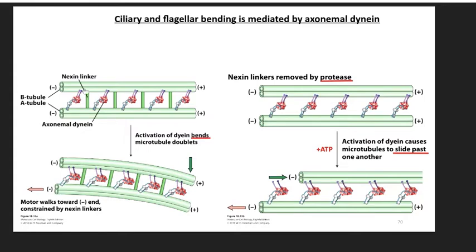Here we have seen how Nexin works. Obviously we need ATP, addition of ATP. So here we can see that dyneins are bound, and while the Nexin linker is present between the A tubule and the B tubule, in this case, movement or activity of dynein negative end actually helps bend the flagella. But if we remove the Nexin, then they will just slide past each other because there will be nothing to hold them together.